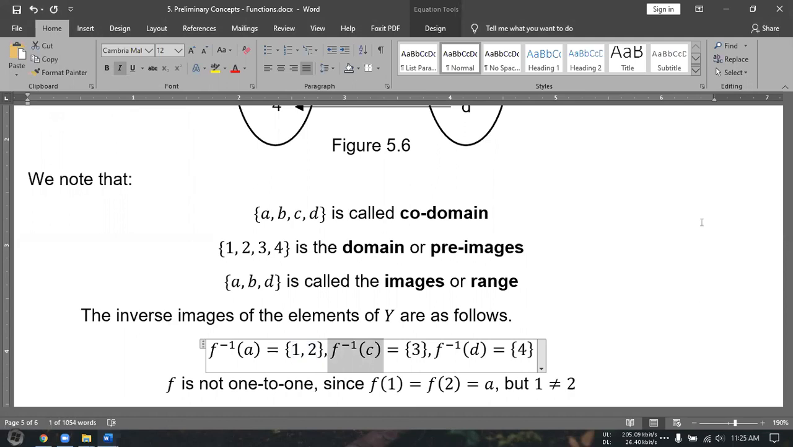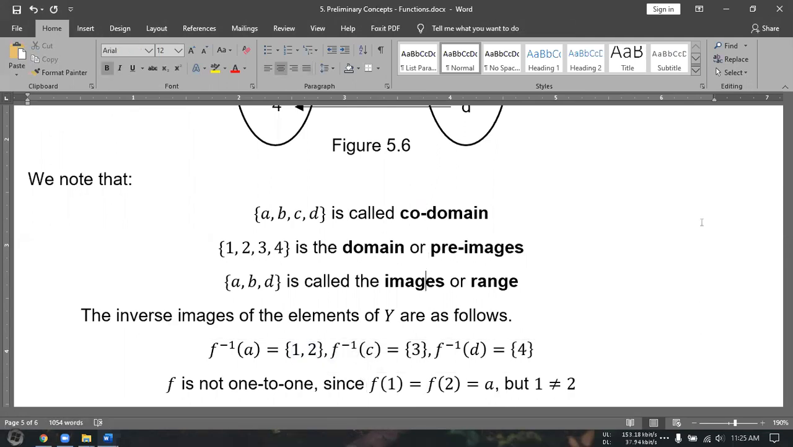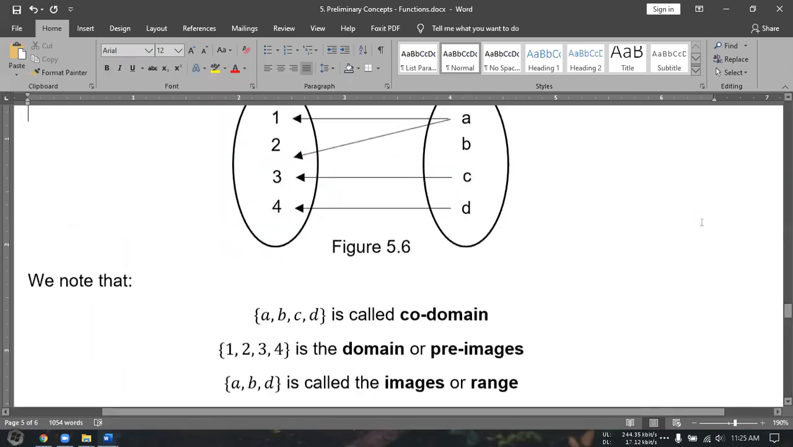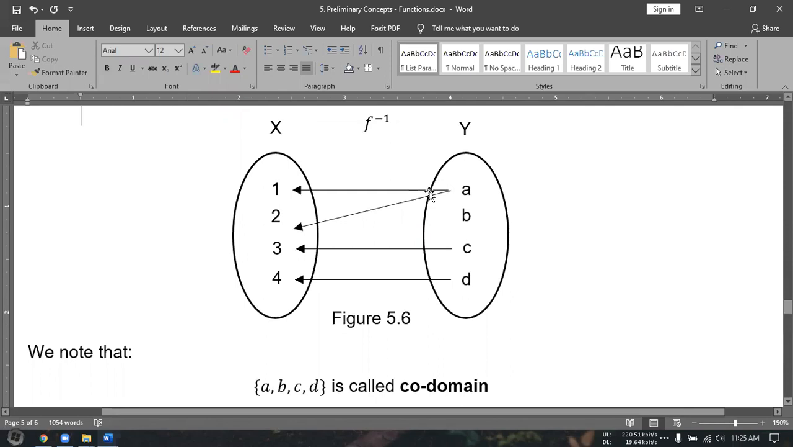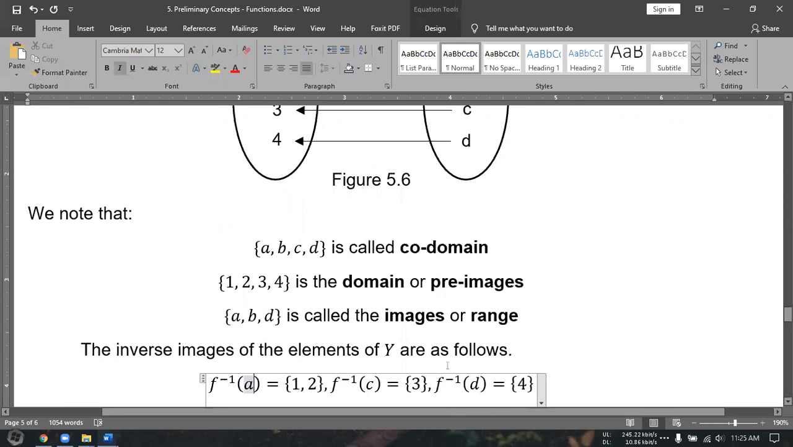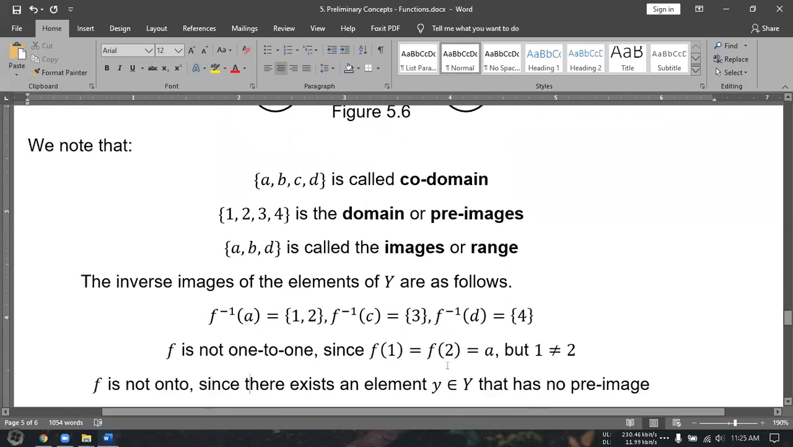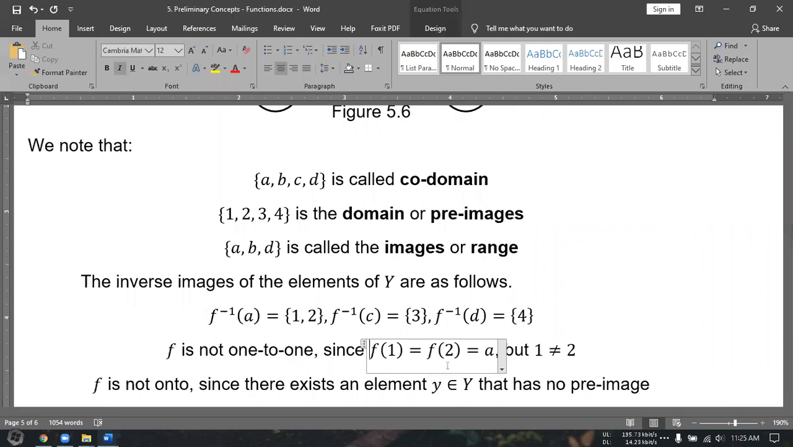And ayun. f is not 1 to 1. Of course, it does not satisfy our condition ng 1 to 1. In reference to the inverse, hindi siya 1 to 1. Verify ko lang. f is not 1 to 1 since f of 1 is equal to f of 2.